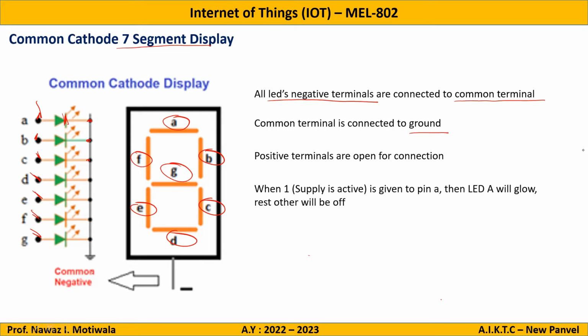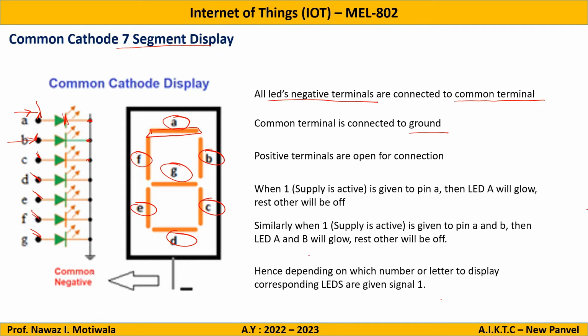Now what will happen here? When a supply is given to pin A, let us say I am giving a current supply to this pin A, what will happen? This A LED will glow. Similarly, if I want A and B both to glow, I have to give signals to both the pins. Hence, A and B will glow. Hence, depending on the number or letter which you want to display, the corresponding LEDs are given a signal of 1.